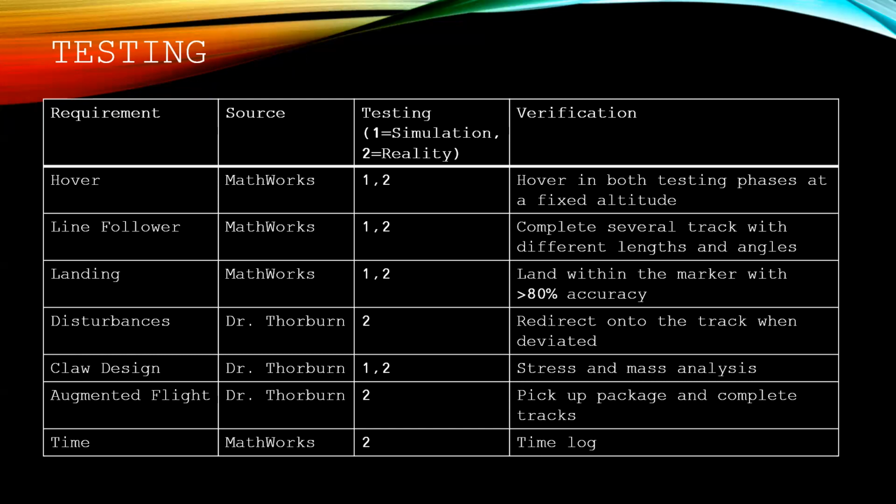The drone was also able to fly with disturbances, which was verified visually to see if the drone would redirect itself onto the track. The claw was required to meet mass and stress requirements, which have been analyzed using SolidWorks as well as tested after being manufactured. The drone was able to fully function with the claw augmentation and was also tested visually. Lastly, the drone was able to complete the tracks and landing quickly for the competition by making small improvements after logging times while completing test runs.